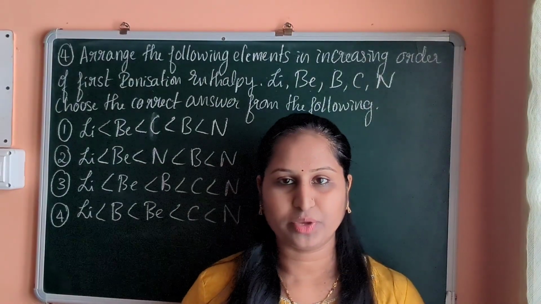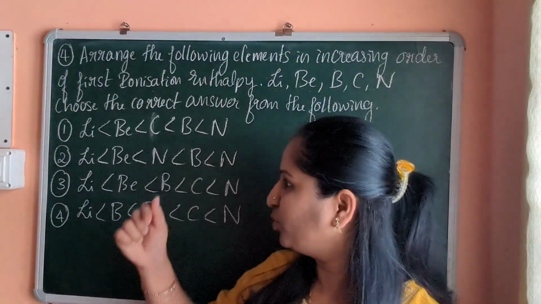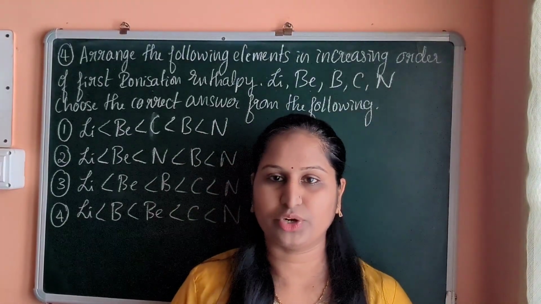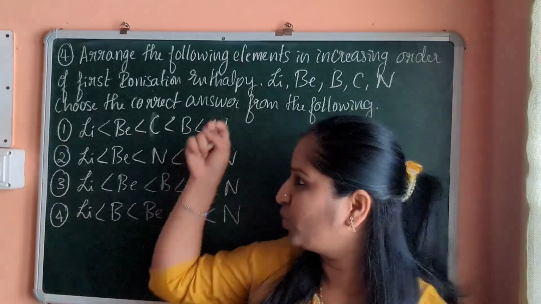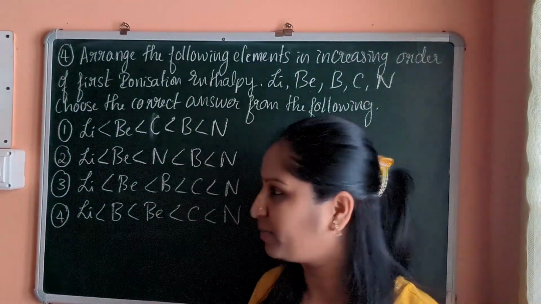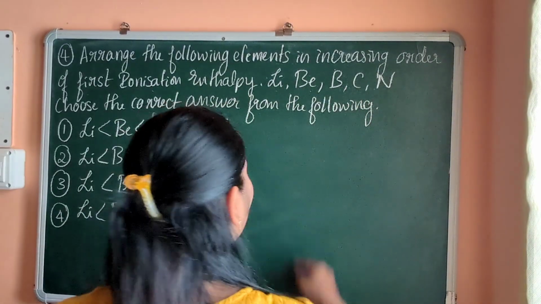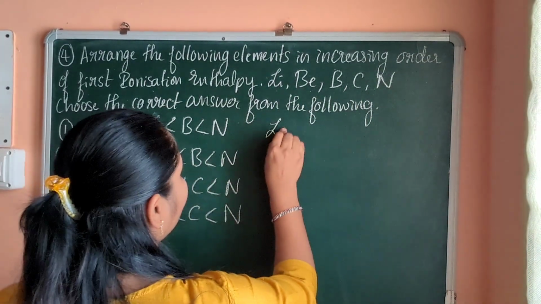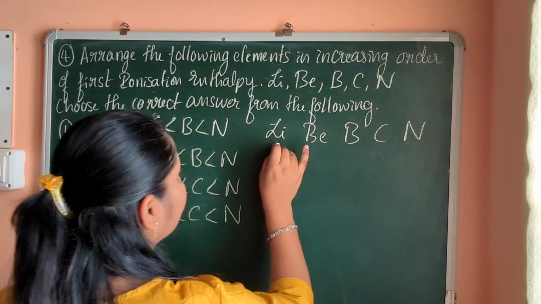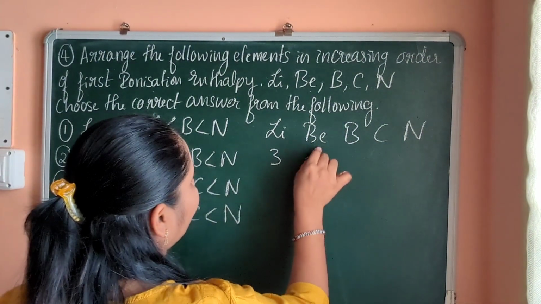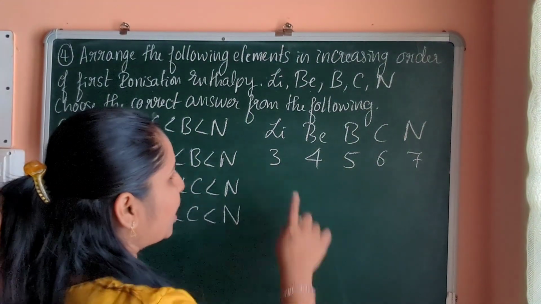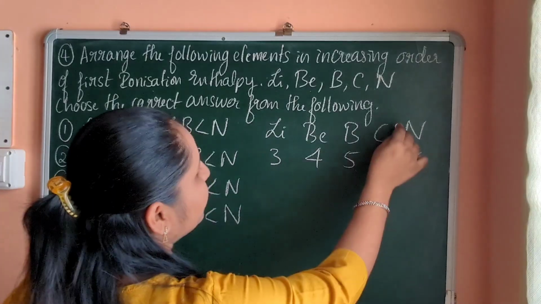And one more thing we should know about is the periodic trend. When we move from left to right of the periodic table, ionization enthalpy or energy increases. And as we go down the group, ionization enthalpy decreases. So for the given elements, first I'll write the atomic numbers: lithium 3, beryllium 4, boron 5, carbon 6 and nitrogen 7.